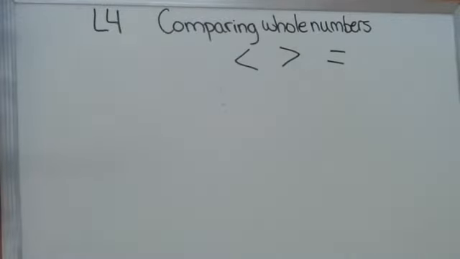This was lesson 4 for Saxon 5, comparing whole numbers.